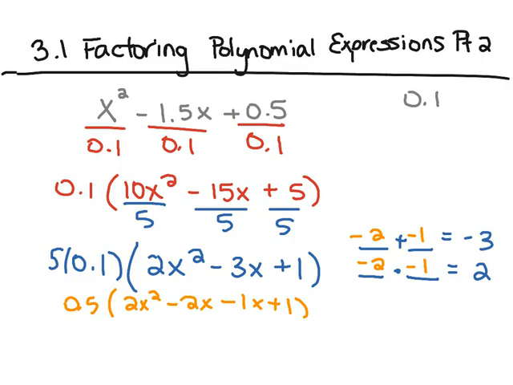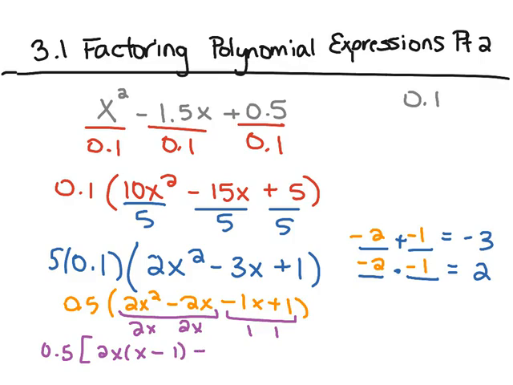I'm going to split it into two equations and factor out our highest common multiple. So we have a 2x and a 1. So we have 0.5 bracket 2x times x minus 1, minus 1 times x minus 1. So our factored answer is going to be 0.5 bracket x minus 1 bracket 2x minus 1. And that's our final answer.